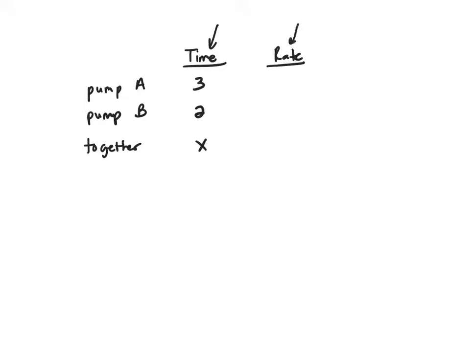So if I want to represent pump A working with another pump, you take the reciprocal of the time column. So that's going to be 1/3, 1/2, and 1 over X. Your equation always comes from the rate column. They're working together, so 1/3 plus 1/2 equals 1/X together. And our common denominator would be 6X.